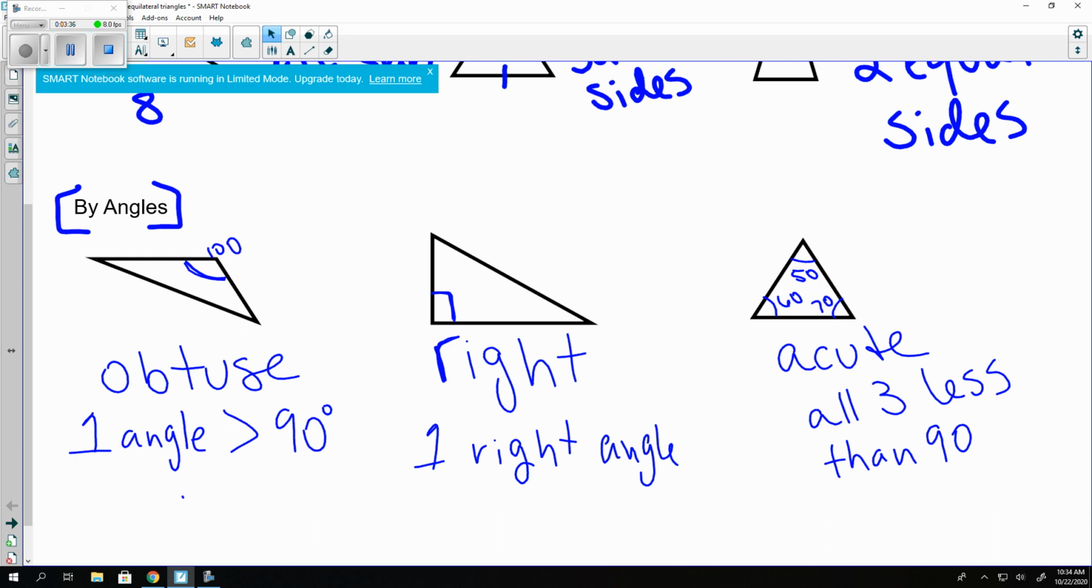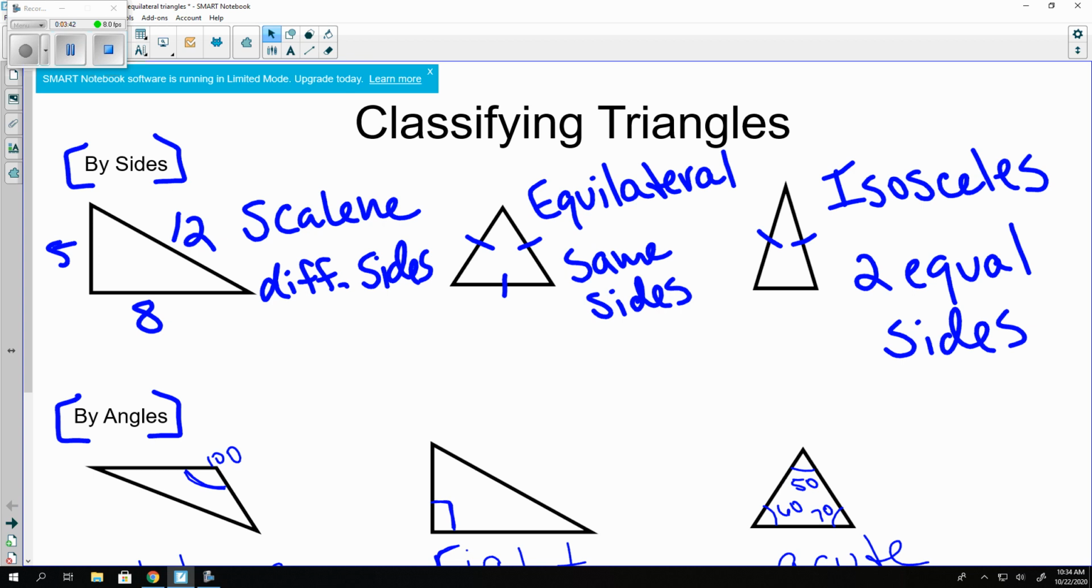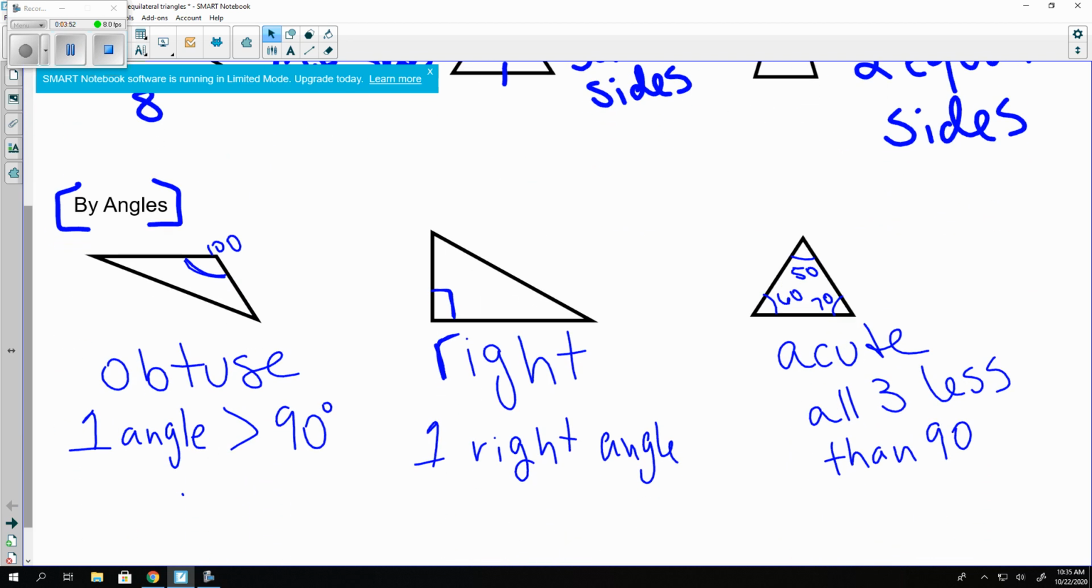So let's review that. If you have no sides that are the same, then it's scalene. If you have all three sides the same, it's equilateral. If you have two sides that are the same, it is isosceles. Now with the angles, if you have one that's greater than 90, it's obtuse. If you have one that's exactly 90, then it's a right triangle. And then if you have all three less than 90, then it is an acute triangle.